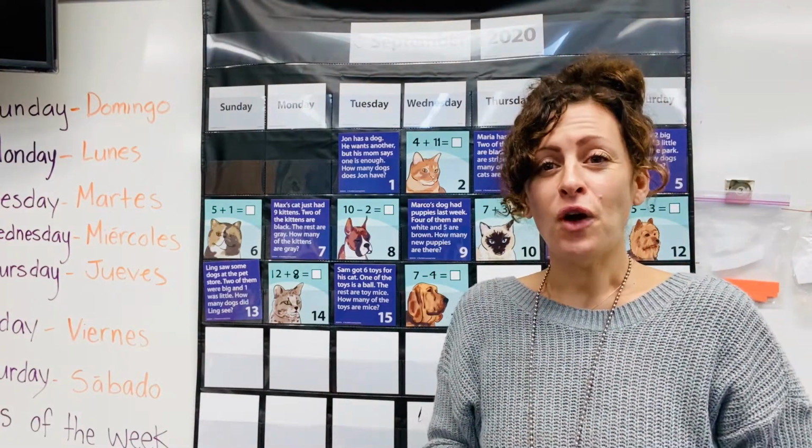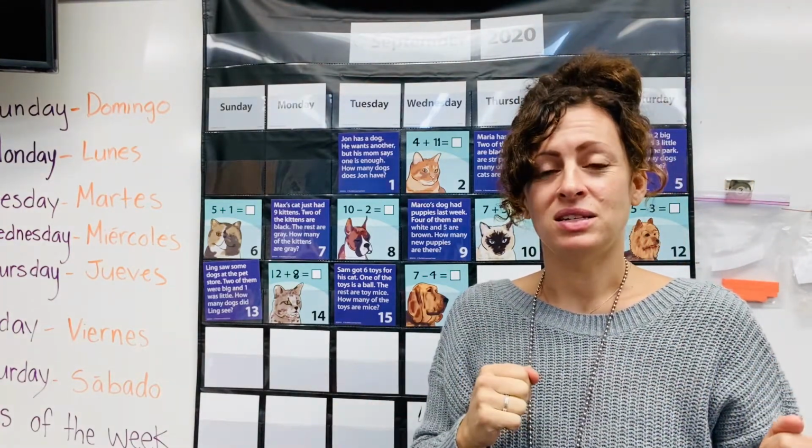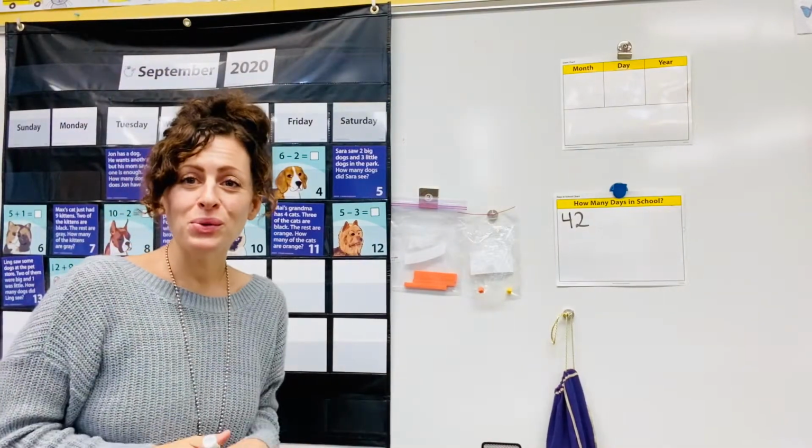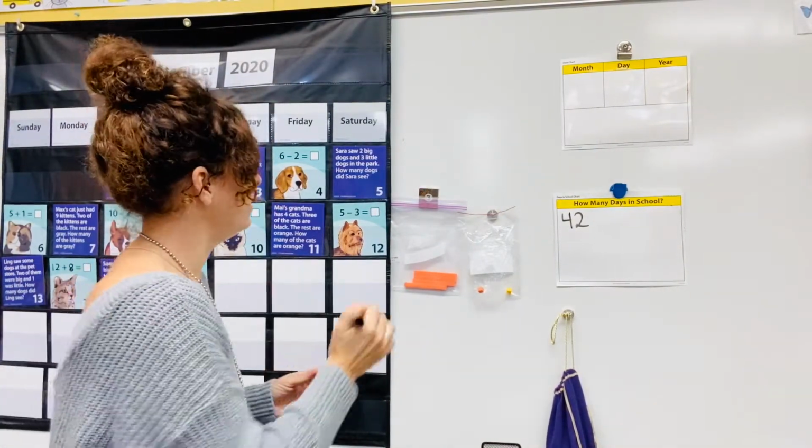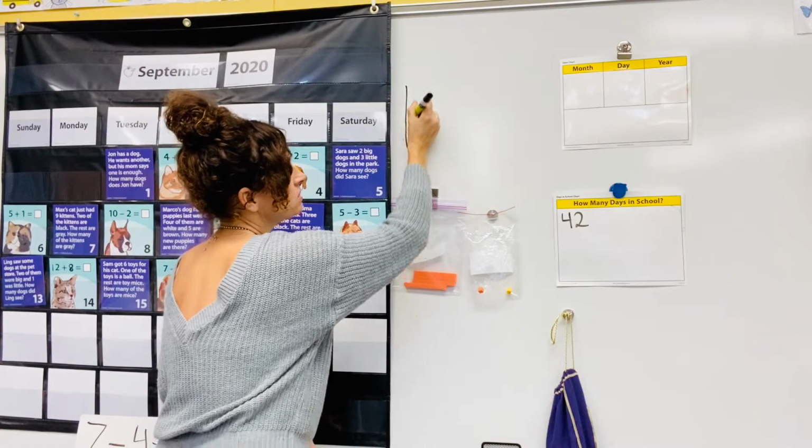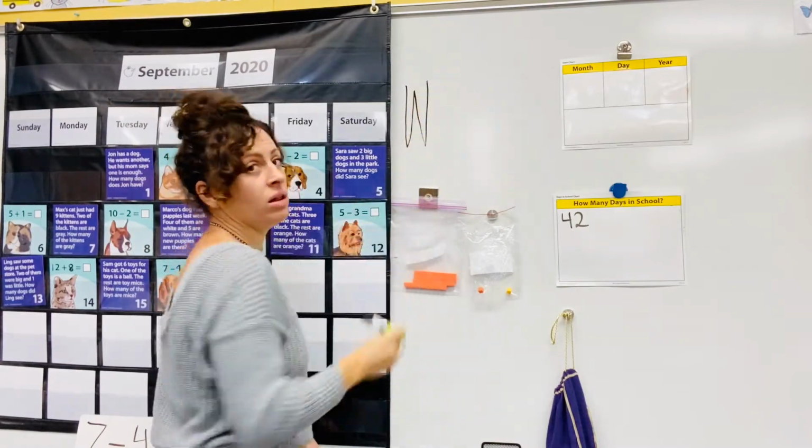Great. So follow me, and now we will write our date. Okay, so now we're going to write our date. Today is Wednesday. We capitalize Wednesday, of course. That was a very tall, skinny W.